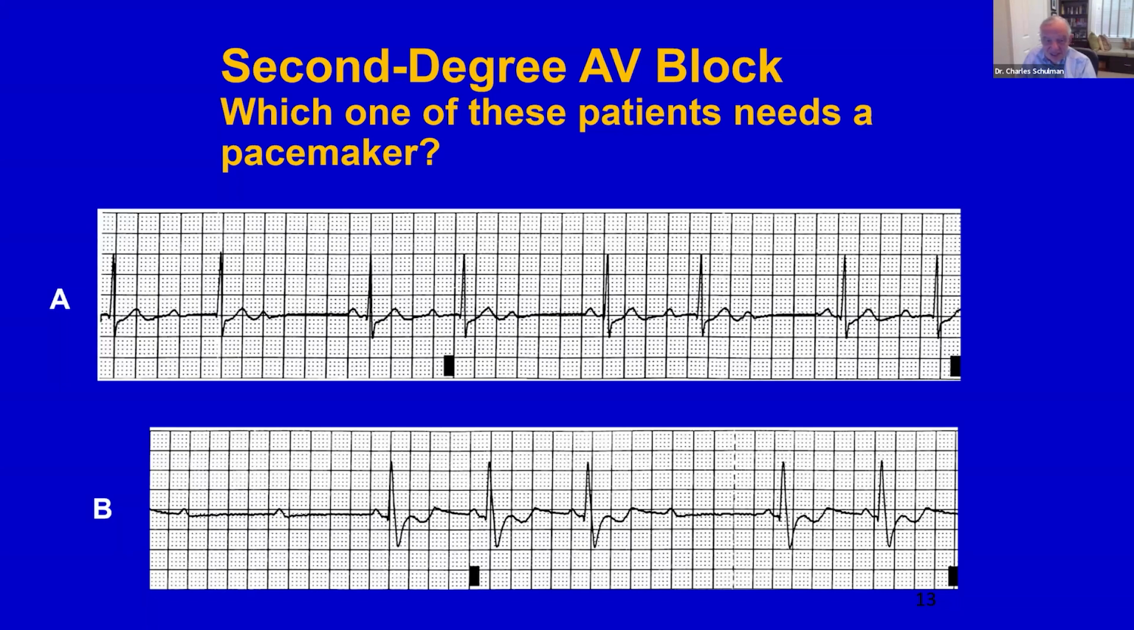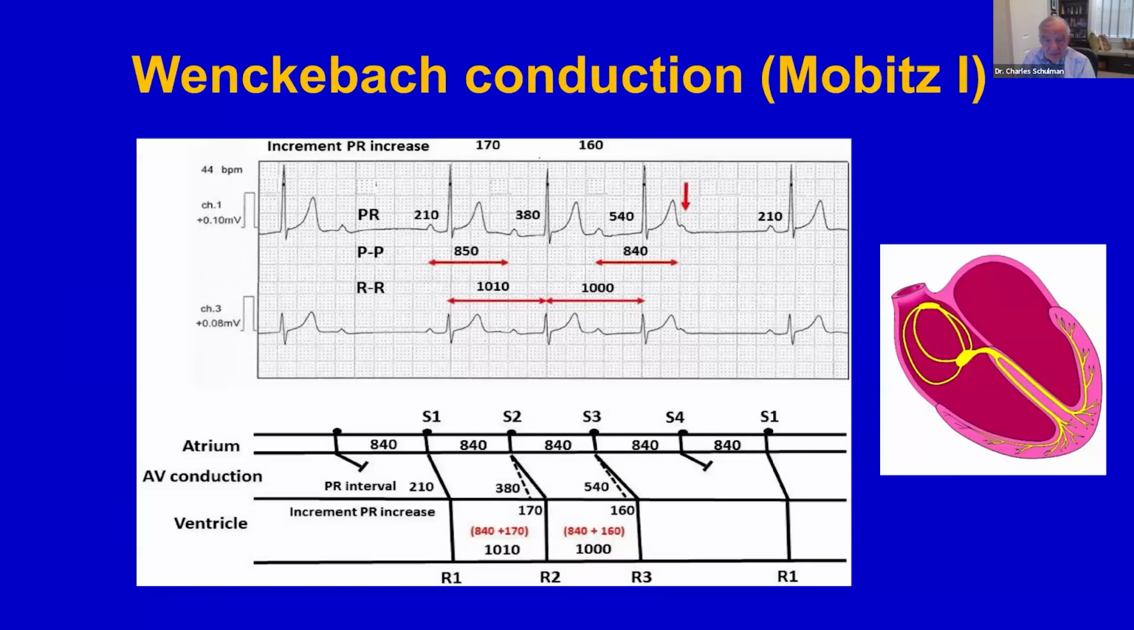That is the answer. Here, you'll see that the PR interval is this, then it's longer, and then there's a drop beat. So this is Wenckebach conduction. Whereas this, all the PR intervals are exactly the same until there are drop beats. So this is what's called Mobitz 2. This is classic Wenckebach conduction, or Mobitz 1.